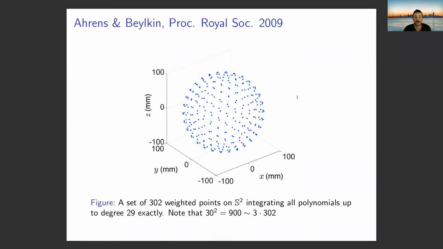And numerically, it makes a lot of sense. So this is a beautiful paper by Womersley and Sloan. And this is an example of 302 weighted points on S2. And they integrate all polynomials up to degree 29. And this is a vector space of 900 polynomials. So we have 900 equations. And we have 906 parameters. So we should be able to solve it. And in fact, it can be solved. And here's a solution. And you see the 3n heuristic is very accurate, it seems. And there are papers about how to find these points, how to find these weights. And this is a wide open problem in some sense.